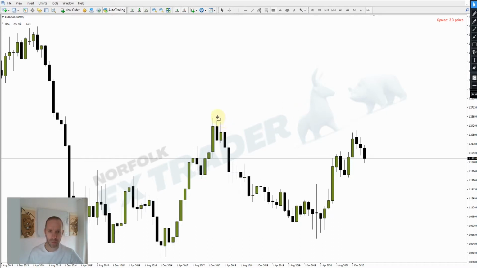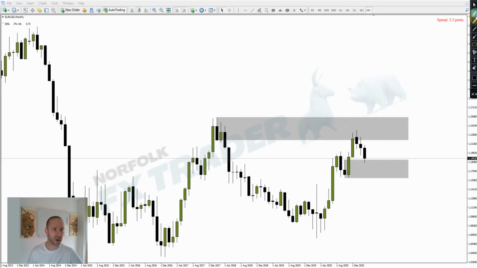So this is my monthly area. This is the monthly area of supply. My area of demand. This is my area of demand. So we can see that the market has just bounced off this area of supply and we've just dropped into an area of demand. Now this is crucial to the understanding of our top-down analysis.